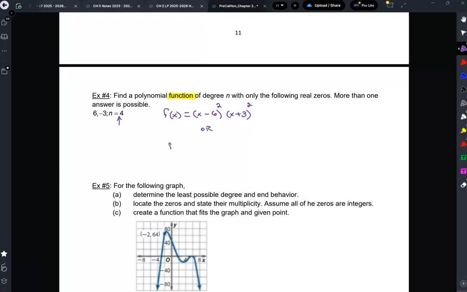What else could we have done? Not 4 on one of them, because then it'll be 5. 3 on one of them. So x minus 6 cubed, x plus 3. If I make this a 1 and add another x, that won't work, because then I'll have another 0, x equals 0. Or you could have x minus 6 to the 1, x plus 3 to the 3. So there's definitely more than one possibility.